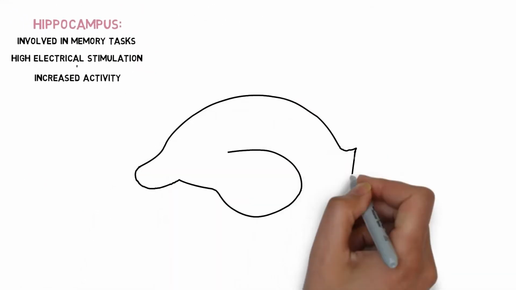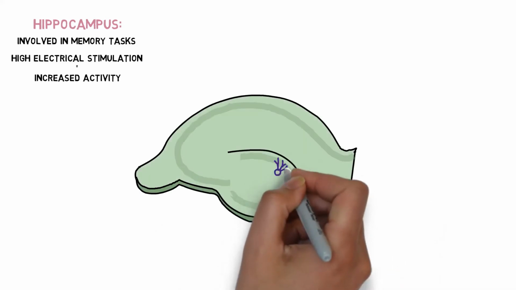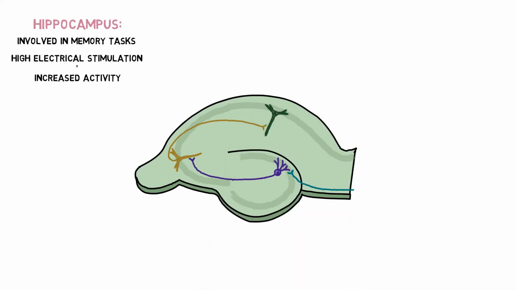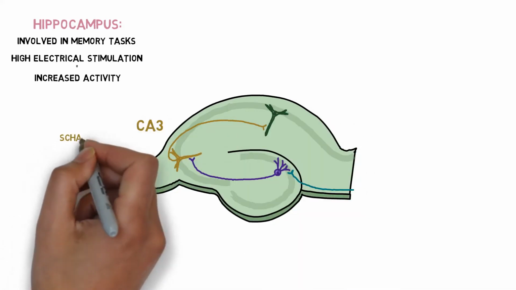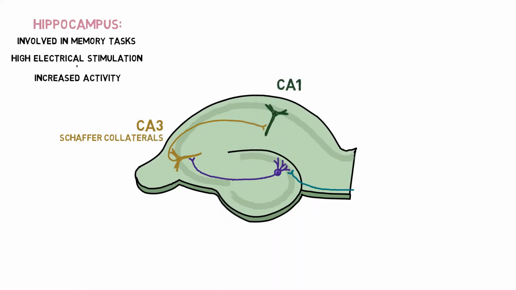This is due to the efficient layout of the circuitry in the hippocampus. In just one slice, we can see all the cell bodies of the pyramidal neurons. The CA3 cells have axons called Schaffer collaterals, which play a large role in understanding LTP.